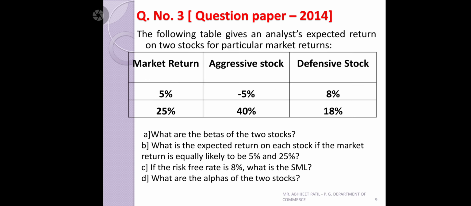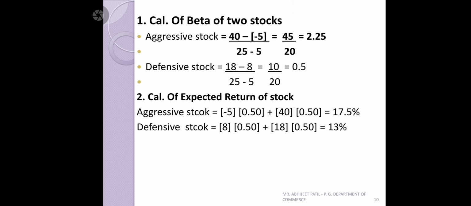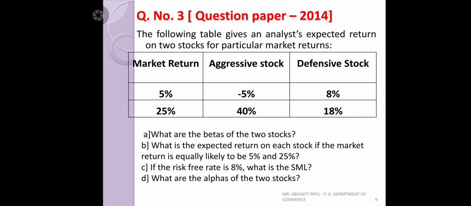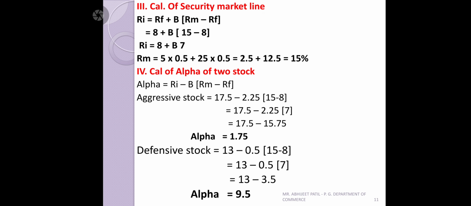See, it is mentioned the risk-free rate is 8%. So what is the security market line? It is equal to 8 plus beta, then RM minus RF. The RM value we don't know, so we should find the RM value. How do we calculate it? Equally likely market performance, first year 5, second year 25, into 0.5 and 0.5. Equally likely means equal proportions of 5 and 25. It is there in the problem, market return 5 and 25. So with equal proportions of 5 and 25 at 0.50, we will get 15%. Use that 15% in the security market line equation.